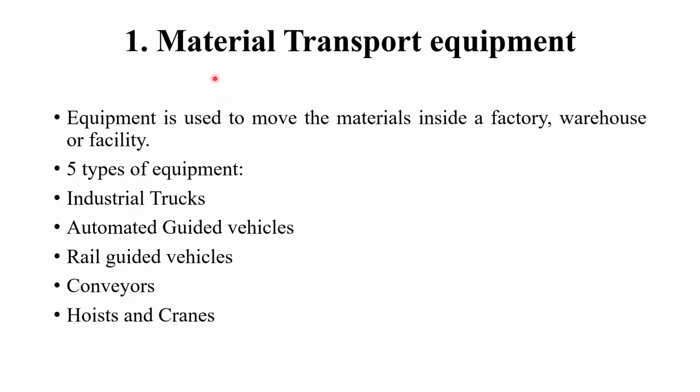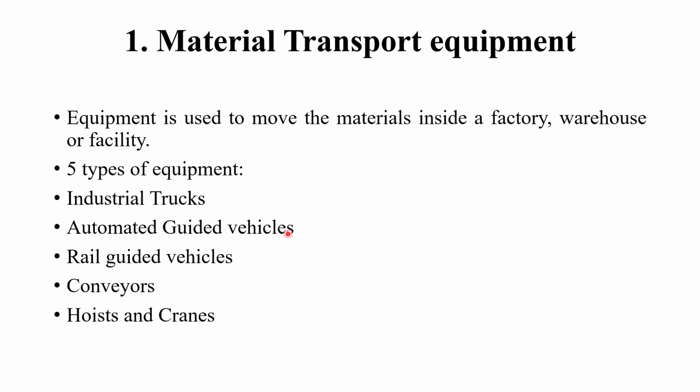Okay, so previously we discussed material transport equipment, that is, logistics. It may be within the factory or outside the factory. Okay, the equipment is used to move the material inside the factory or warehouse or facility. Warehouse means a storage place. Okay, so there are five types of equipment available in industries. It may be in the form of trucks, industrial trucks. It may be in the form of automated guided vehicles.